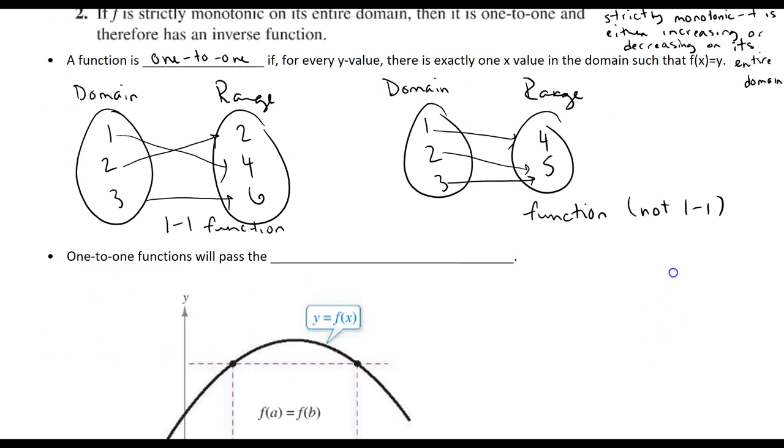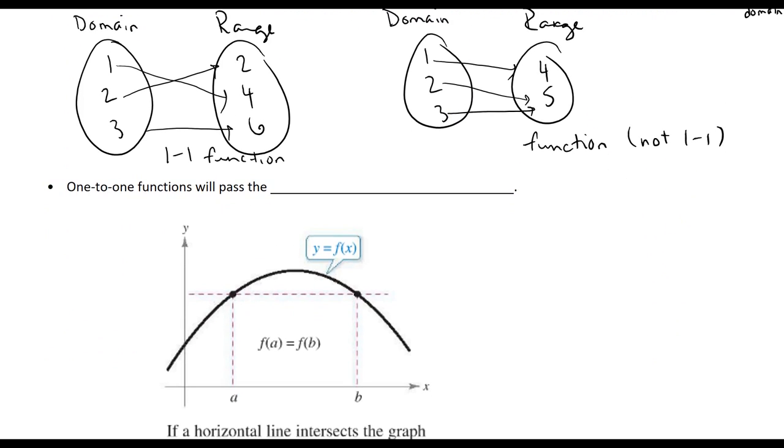Now, anytime you have a graph of a one-to-one function, it will pass what's called the horizontal line test. So remember, the vertical line test lets you look at a graph and see whether or not the graph represents a function. If you pass a vertical line through the function, at any point it will only hit the function in no more than one place. Whereas a horizontal line test tests for one-to-oneness, and it's basically testing for whether or not the inverse is also a function, if there is one.